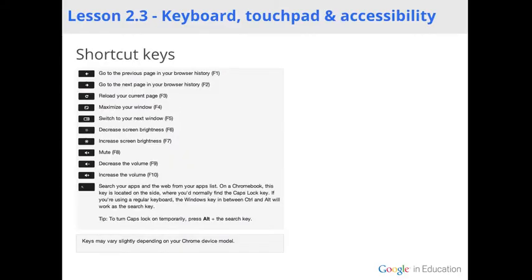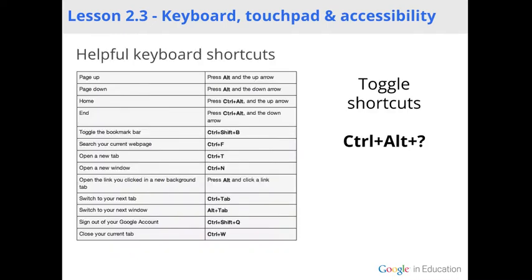These keys appear at the top of Chromebook keyboards. If you're using a Windows keyboard with your Chromebook, the F keys at the top of the keyboard will work similarly to the keys below. On this slide, you'll see a few essential shortcuts. To see a map of all shortcuts directly on your screen, press Ctrl plus Alt plus the question mark sign.